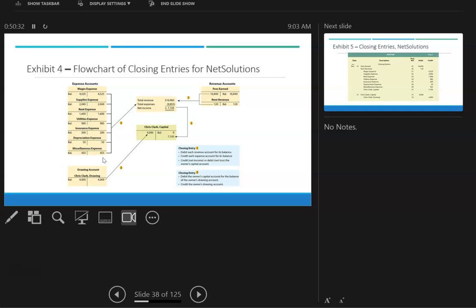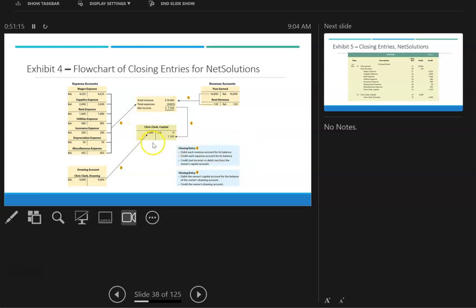Here, we could be as simple as taking every single expense account and zeroing it out. We can take the revenue accounts, zero them out, we take the drawing account, zero it out. So you see here, ultimately, when we zero out the revenue accounts and the expense accounts, basically the net income flows into the capital account of the owner. Okay? Then when we zero out the drawing account, that gets debited to the owner.